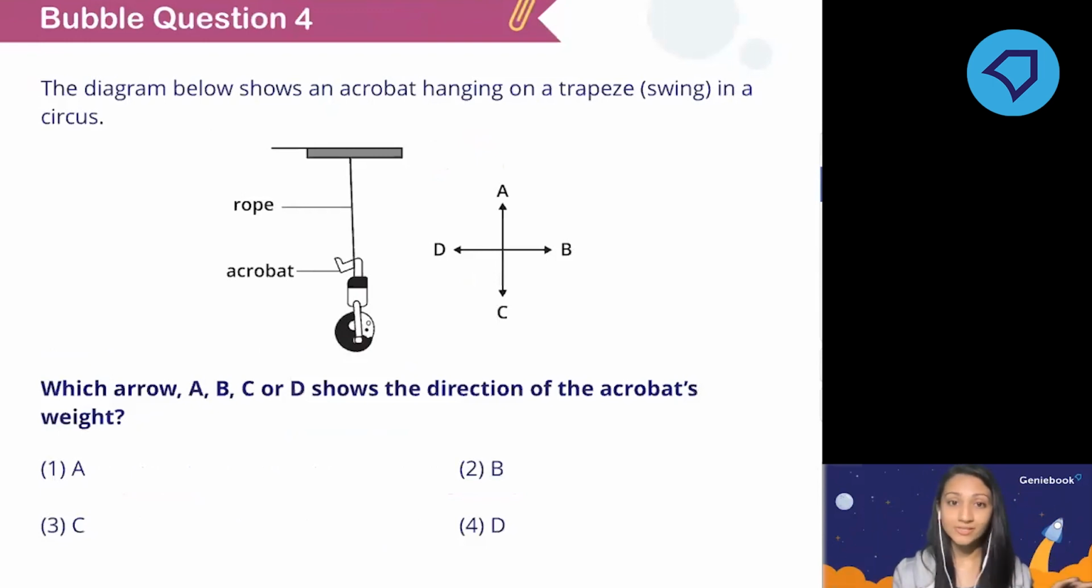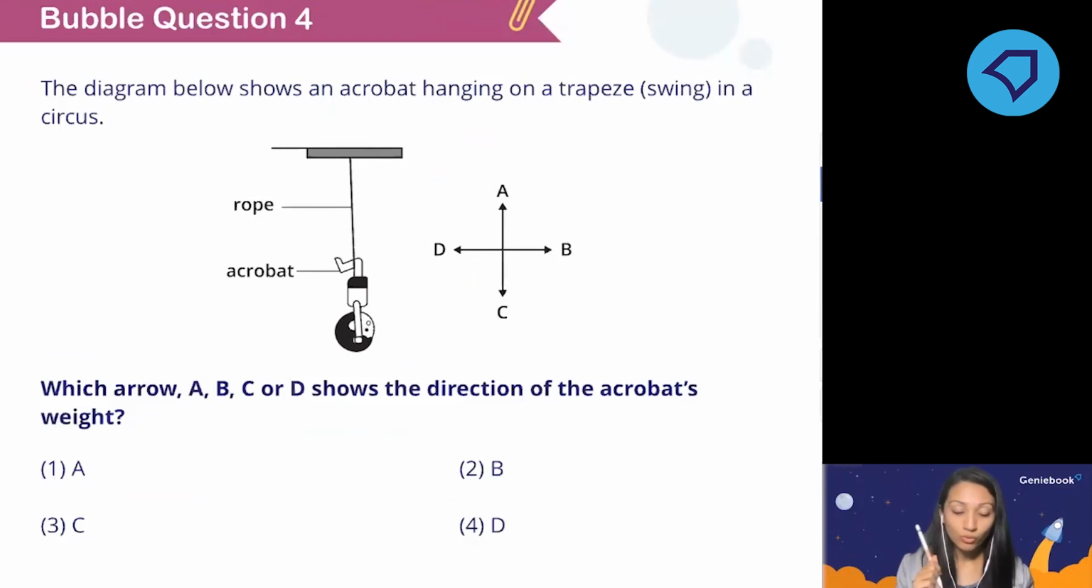Have you watched a circus before? Has anyone watched a circus before? I've never seen one in real life, but I've seen it on television. It's pretty cool. They are very athletic people. They jump everywhere and swing on the ropes and do a lot of amazing movements. This needs a lot of skills.